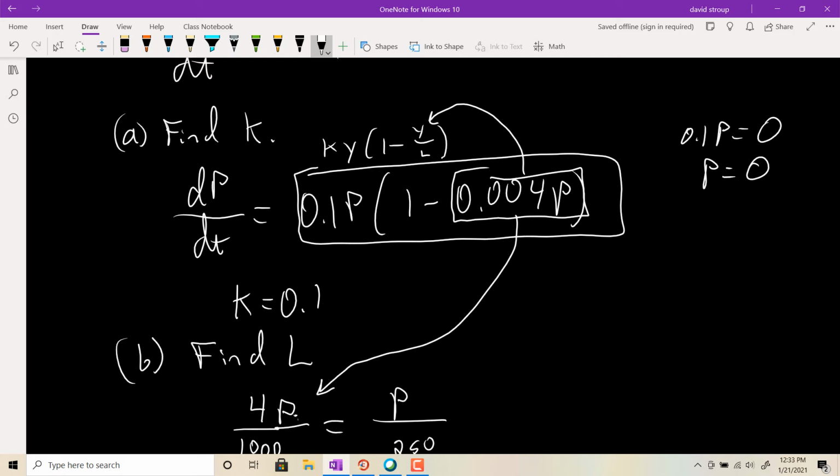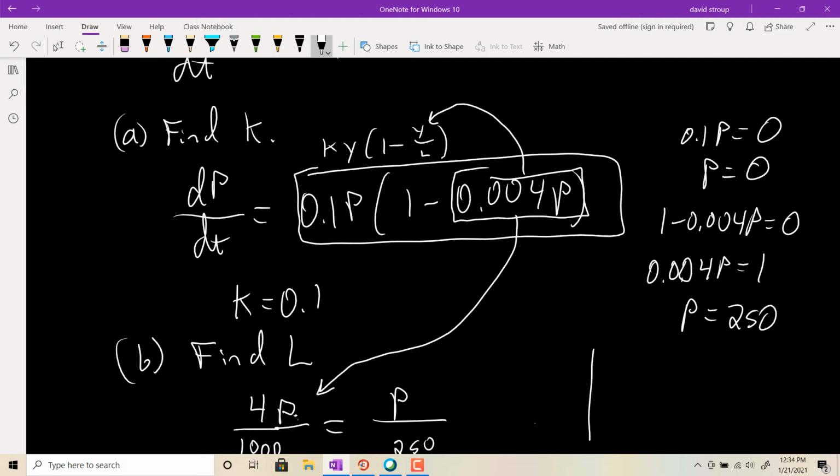And then the other one is when 1 minus 0.004 p is equal to 0. And if you solve that, what do you get? You're going to get 250, right? 0.004 p equals 1. Multiply both sides by 1,000 over 4, which is 250. Which is the other kind of equilibrium solution. So when your population is exactly 250, it's going to stay at 250, okay?